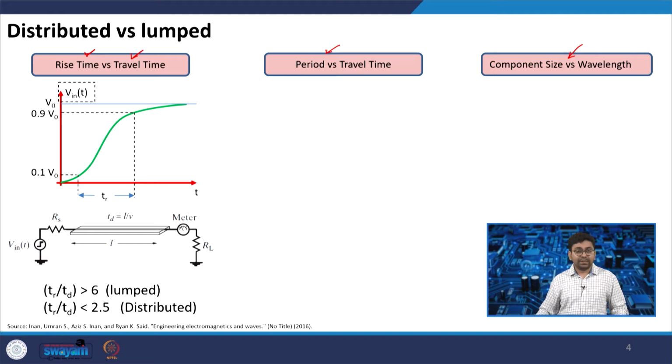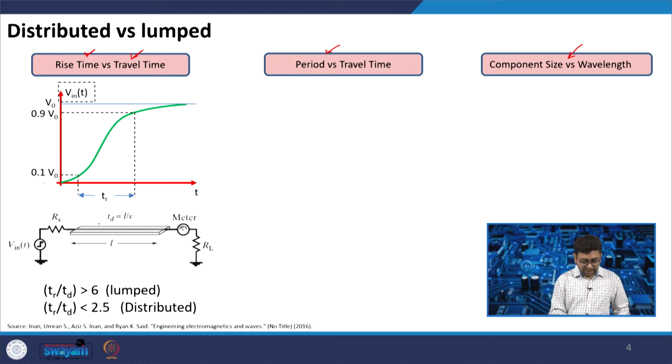If you see the rise time, we all know it is when your signal's amplitude rises from 0.1 of the maximum output voltage to 0.9. So, 10 percent to 90 percent, that time is called the rise time. And there is a TD, that is the travel time. That is given by the length over the velocity of propagation. So, how much the wave is propagating, that is the length of your transmission line.